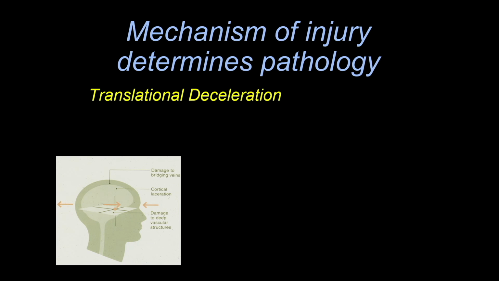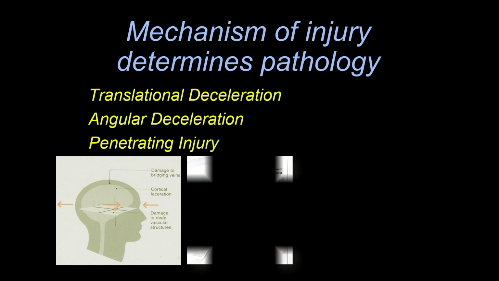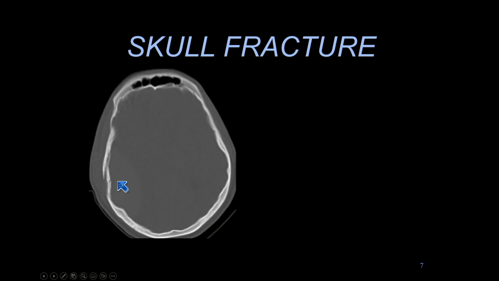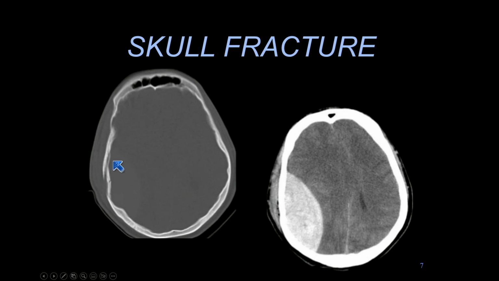So the mechanism of the injury is going to determine the type of pathology we see. We have translational deceleration, rapid deceleration. Angular deceleration puts a different type of force on the intracranial contents. And then, of course, penetrating injury doesn't need much explanation. But the angular deceleration and the translational deceleration effects in trauma are what determine the impact on the brain. Obviously, skull fracture. But what we're more concerned about is what's going on inside the cranium, and in this case, an epidural hematoma, mass effect with subfalcine herniation here.